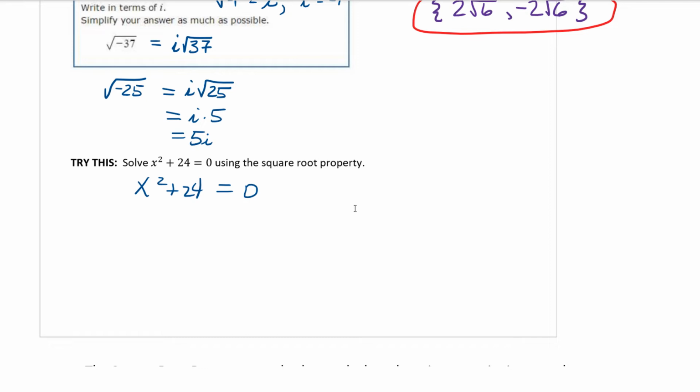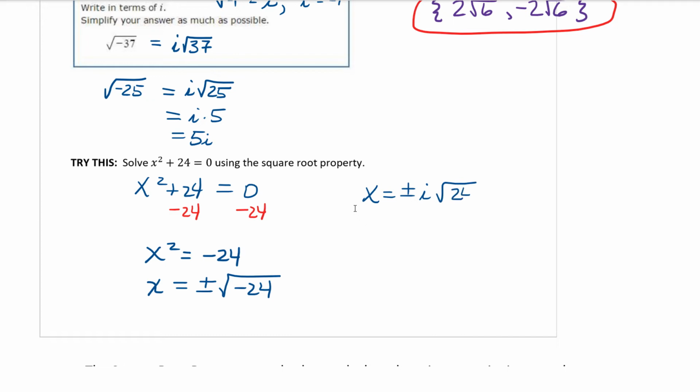All right, so the first thing you would need to do is to subtract 24 from both sides, and then you're going to get x squared equals negative 24. Then by the square root property, that means that if x squared is negative 24, x had to be plus or minus the square root of negative 24. But then you need to simplify the radical. Since there's a negative under the radical, you're going to bring the i out front. Notice that the negative is no longer under the radical, but we still have that plus or minus out front. That is not affected at all by the negative inside the radical.